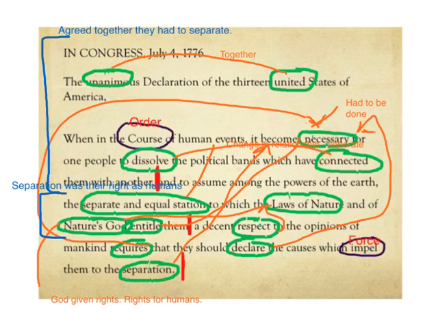A decent respect for the opinions of mankind requires that they should declare the causes which force them to separation.